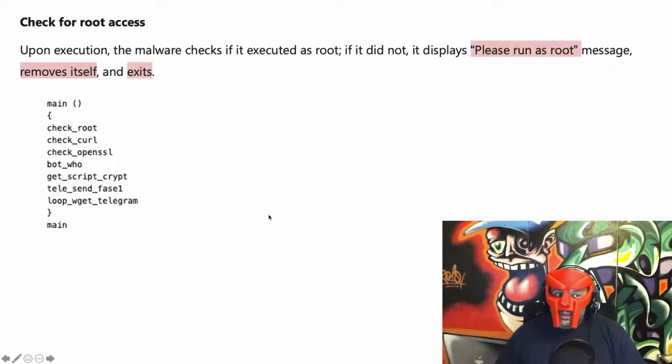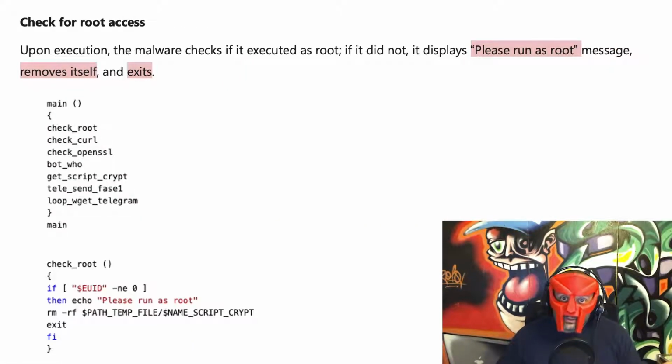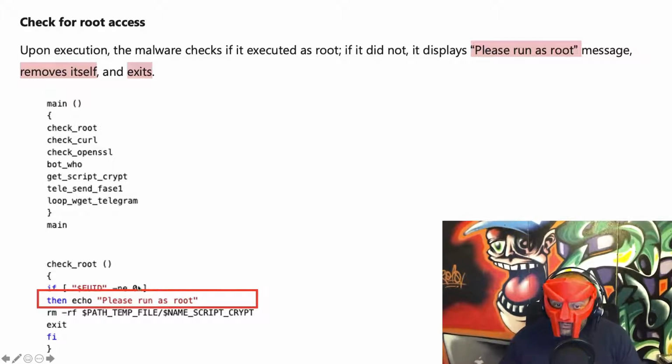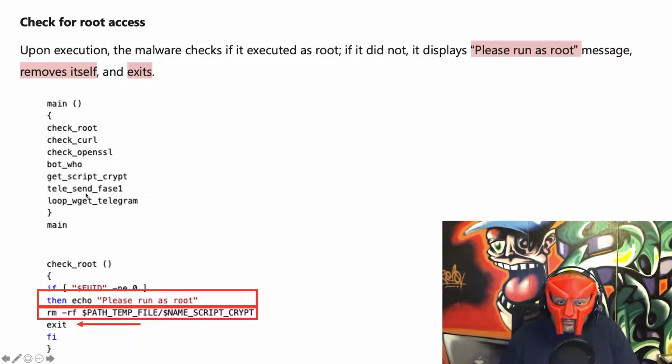So what's the process? First thing it does, as we saw in the visual representation, is it checks for root access. Upon execution, the malware checks if it executed as root. If it did not, it displays "please run as root." You see here the check root function. Please run as root, and then it removes itself, and then it exits. So here again are the list of the functions that are being called in the main function.